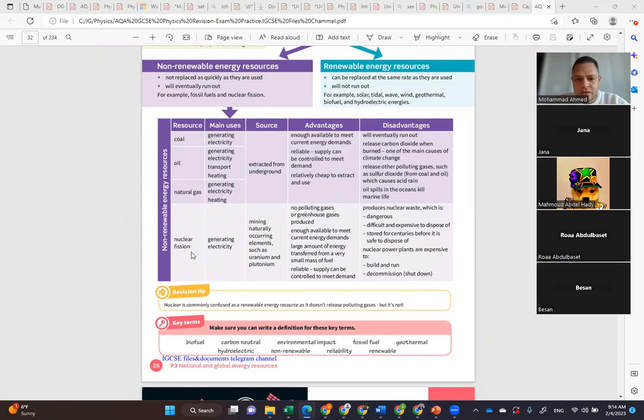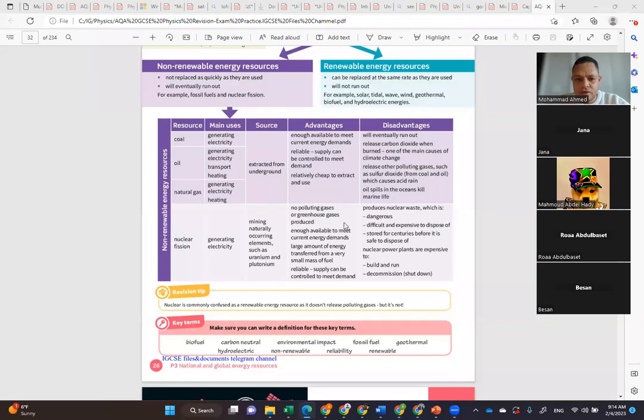Advantages: no pollution gases or greenhouse gases produced. So it's very clean energy if you compare it with coal, oil, and natural gas. Energy available to meet current energy demands. A large amount of energy is transferred from a very small amount of fuel. Reliable. Supply can be controlled to meet demand.